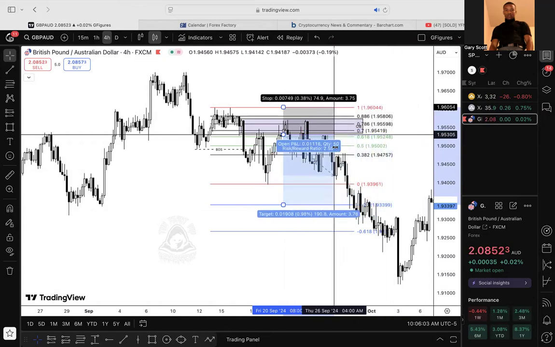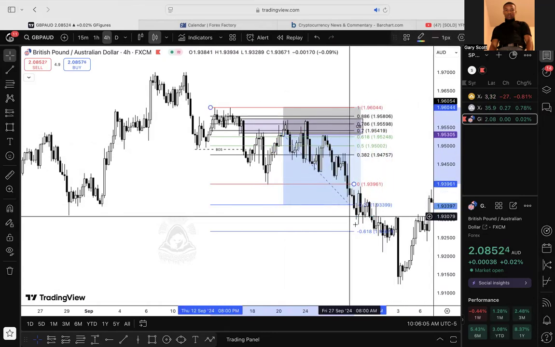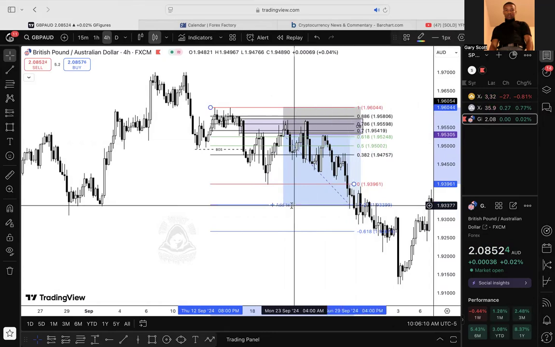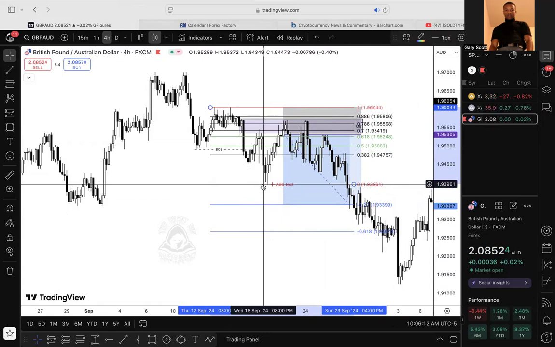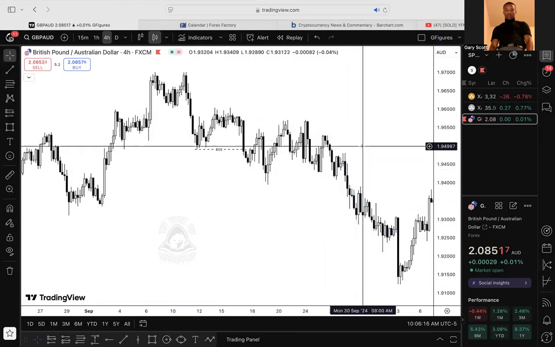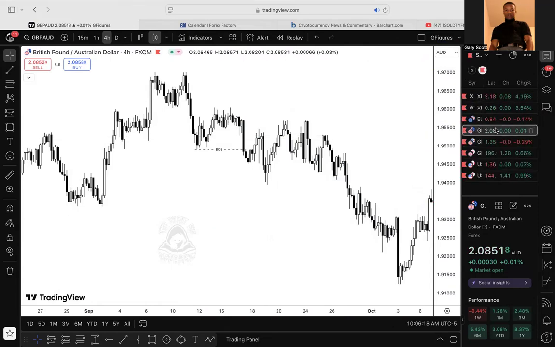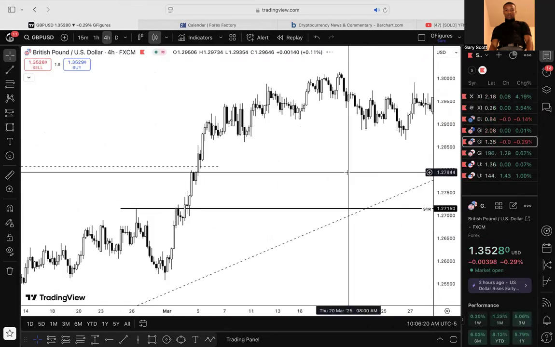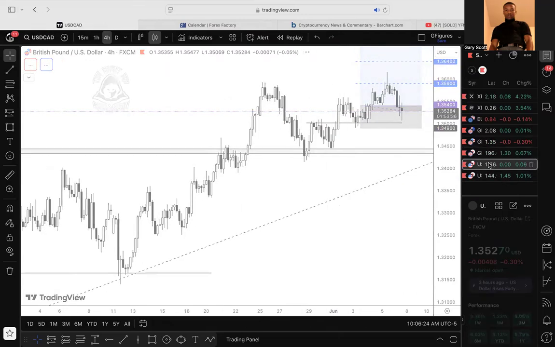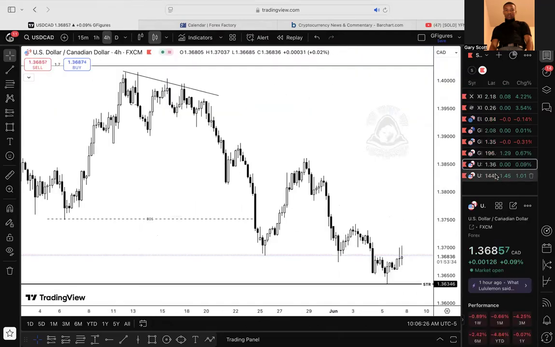A 1 to 2.5 risk to reward ratio. Our take profit gets hit, we make our money, we go about our day, right? Now, let's go and look at some more downtrend examples, right? And we can go even on other pairs. Doesn't matter. Same things apply, right?